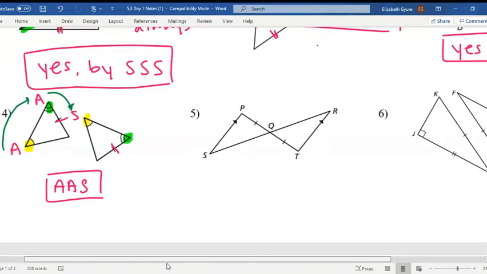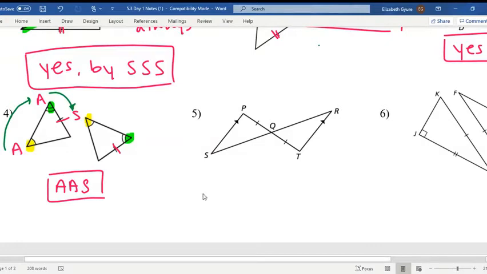All right, let's look at number 5. Who can tell me some things they notice about number 5?